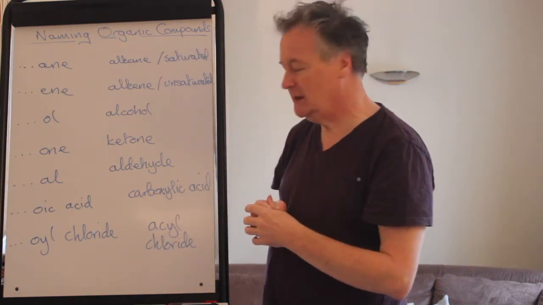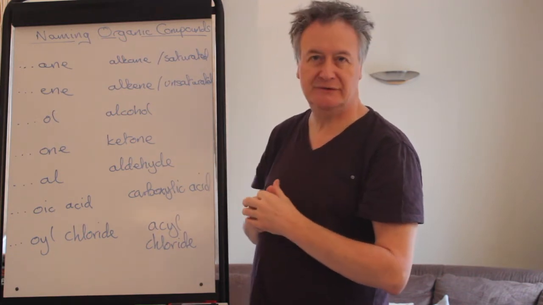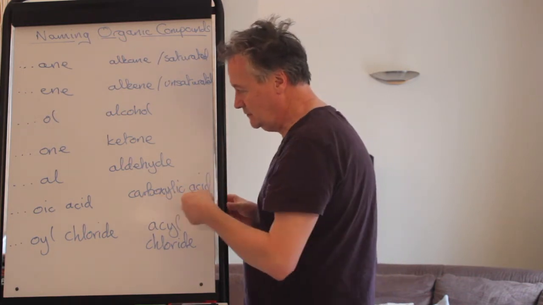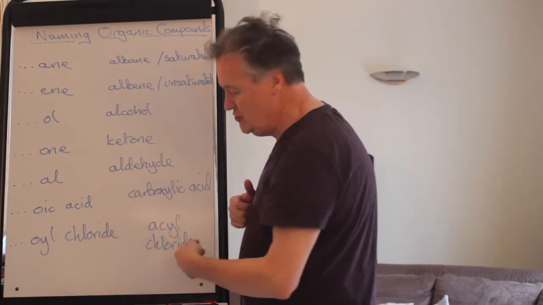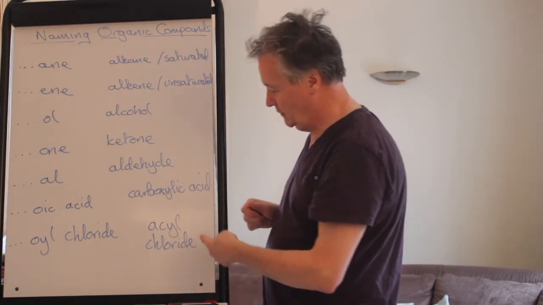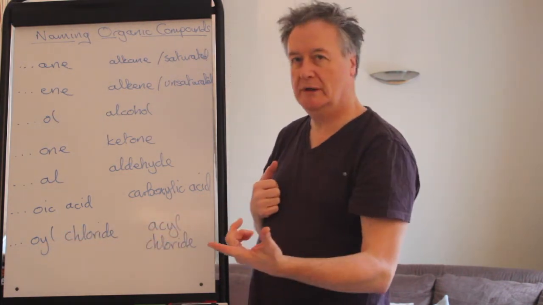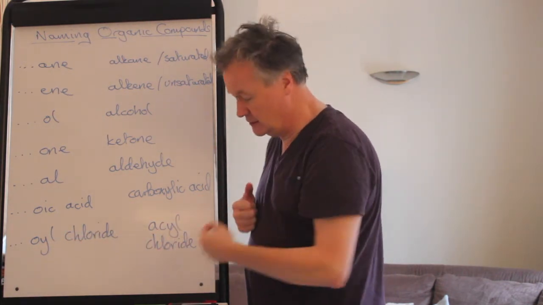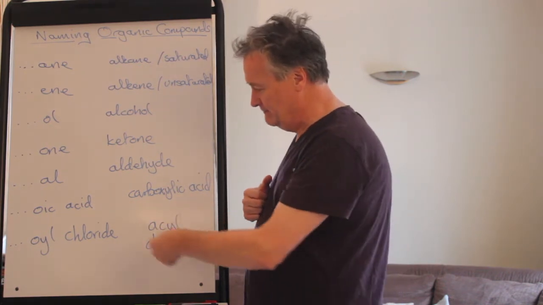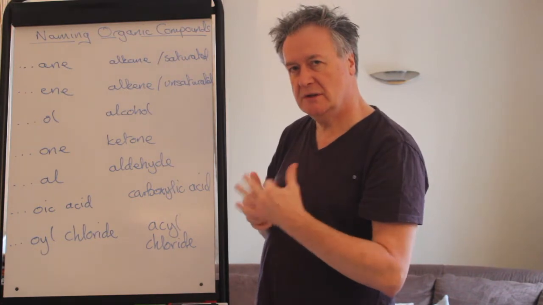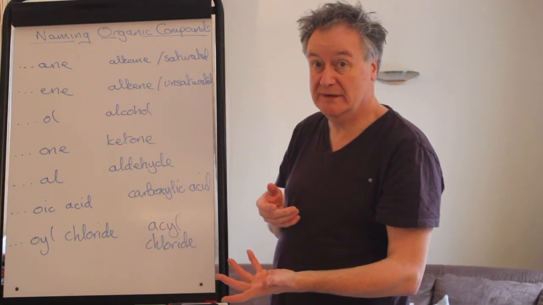Now you should be familiar with carboxylic acids from the work on esters and the reactions of carboxylic acids at GCSE, and a carboxylic acid is named when it ends in oic acid. And finally, a new thing that you will see from time to time, OYL chloride, which is the class of compound called an acyl chloride. Not so much at the early stages of organic. I just thought we'd say that there's a whole load more.